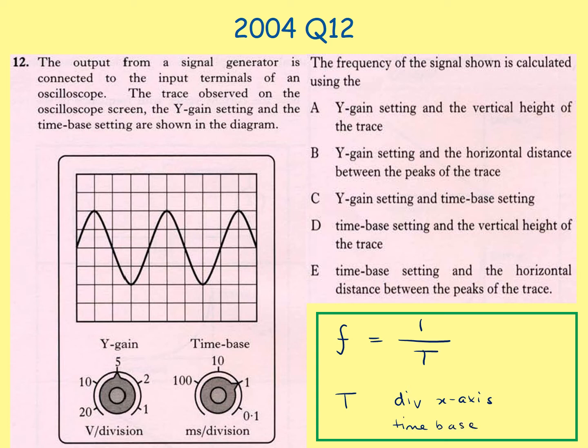So looking at our options, we know that we're ignoring the Y gain because that's to do with the voltage. Part D has the time base there, but it's talking about the vertical height of the trace, so we know that's wrong. Looking at E, we've got the time base setting and the horizontal distance between the peaks of the trace. That horizontal distance works with the x-axis divisions, so we know our answer is E.